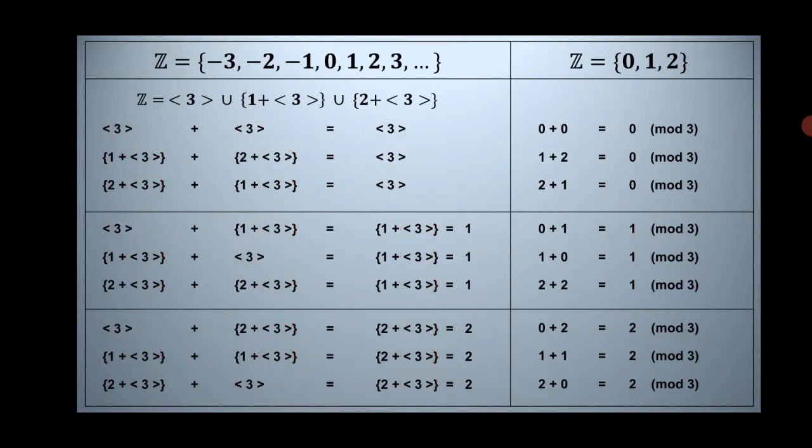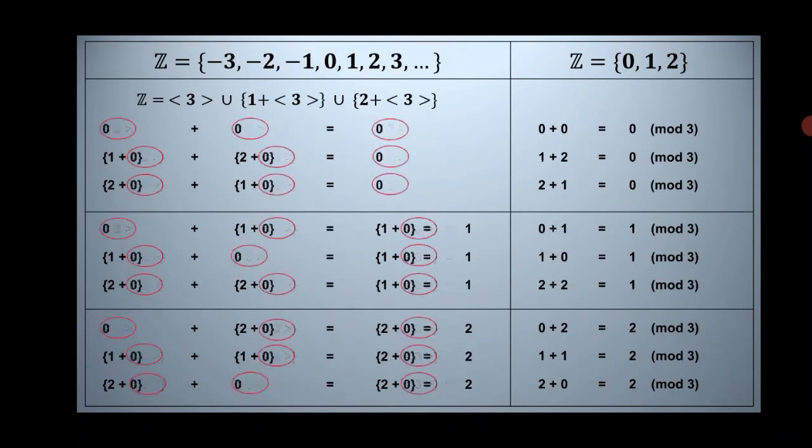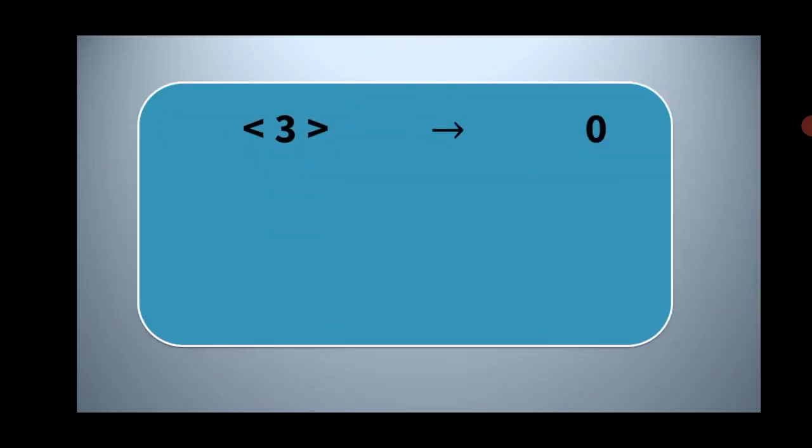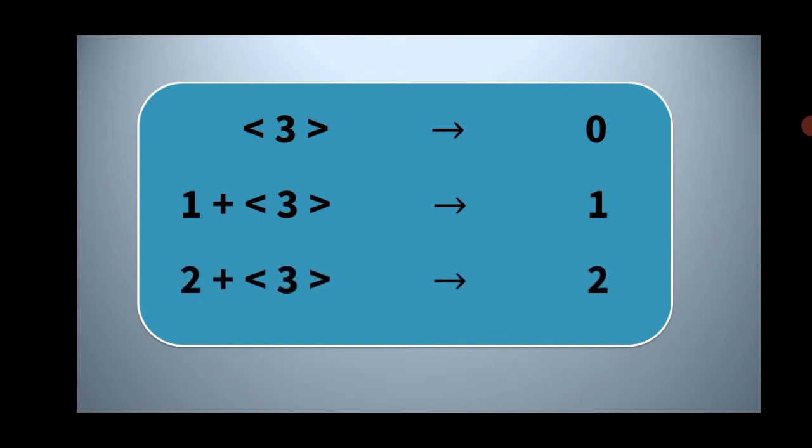If we replace all the multiples of 3 by 0, we end up getting the same numbers that the group of integers modulo 3 contains. This similarity between these two groups is caused when we assume that all the multiples of 3 get transformed into 0, 1 added to all multiples of 3 get transformed into 1, and 2 added to all multiples of 3 get transformed into 2.